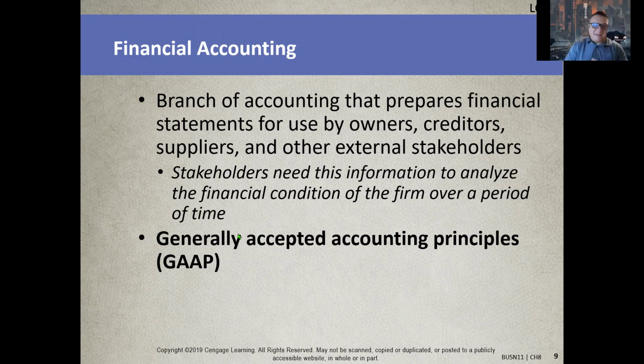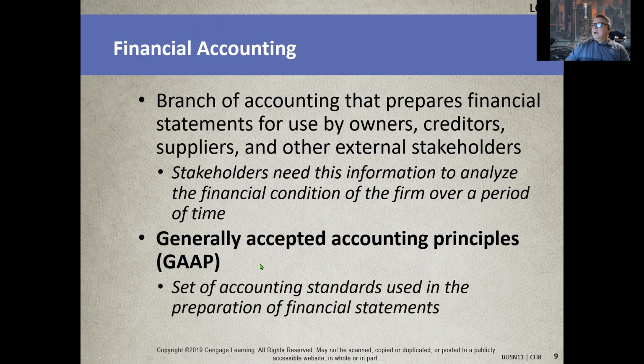So back to this. Generally accepted accounting principles, also called GAAP, is a set of accounting standards used in the preparation of financial statements. And what we're mostly talking about here is what happens in the United States. Each country has their own acceptable accounting standards. So if you're a subsidiary of a foreign company and you have a branch here, the branch in America has to abide by those accounting standards, as well as any main company will have to have accounting standards in their company, whether it be China, India, Great Britain.